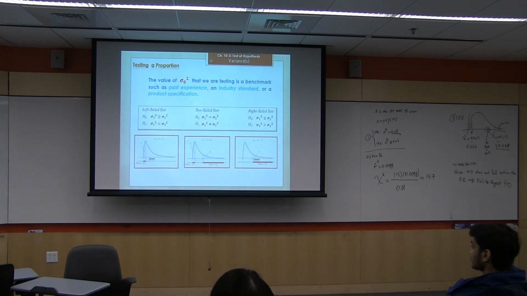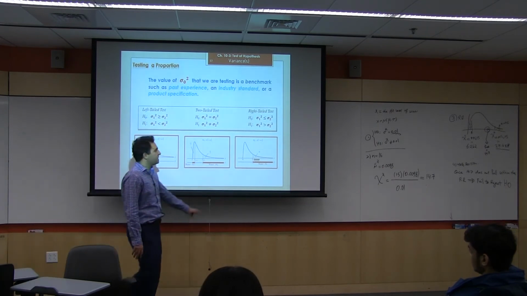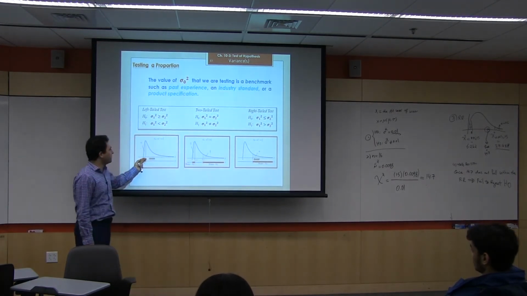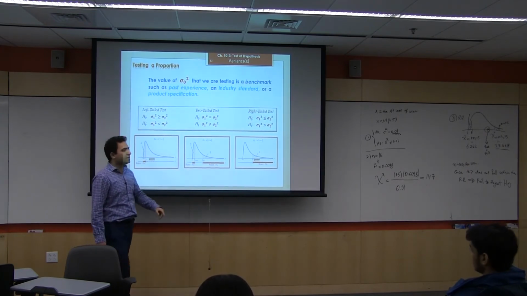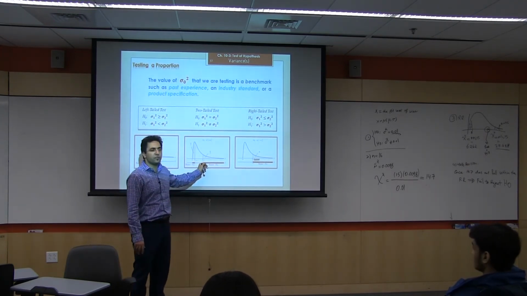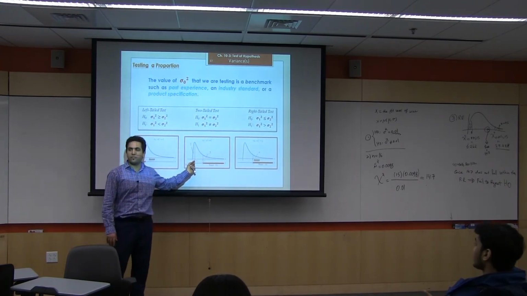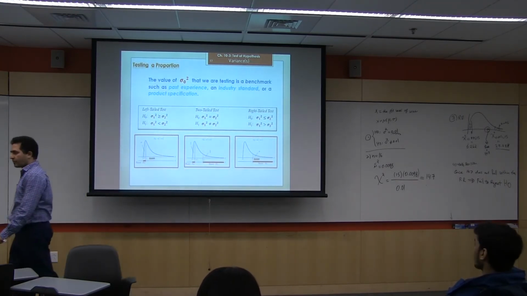Types of the test: two-tailed, left-tailed, right-tailed. If I have a right-tailed test, this is F of alpha. If I have a left-tailed test, this is F of 1 minus alpha. And for a two-tailed test, I have F of alpha over 2 and F of 1 minus alpha over 2.